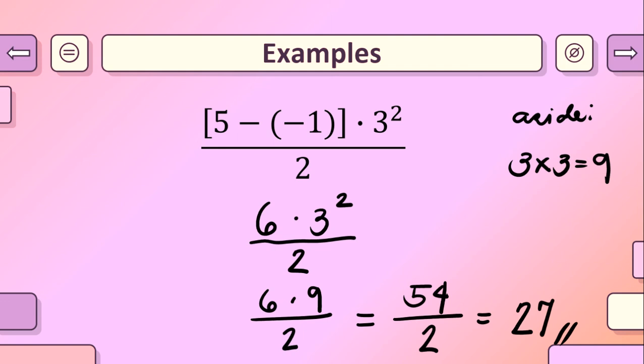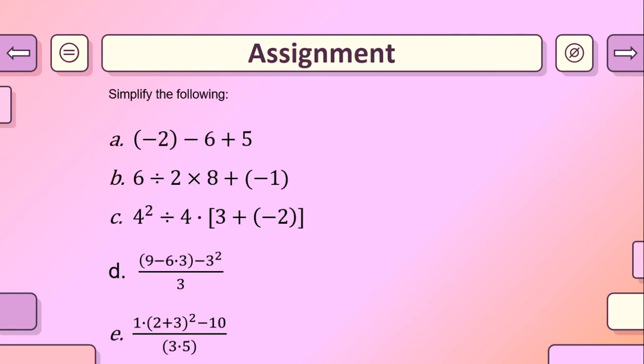Be very careful with the signs and also the operations, as to what you have to simplify first. For your assignment, kindly simplify the following. We have 5 items.